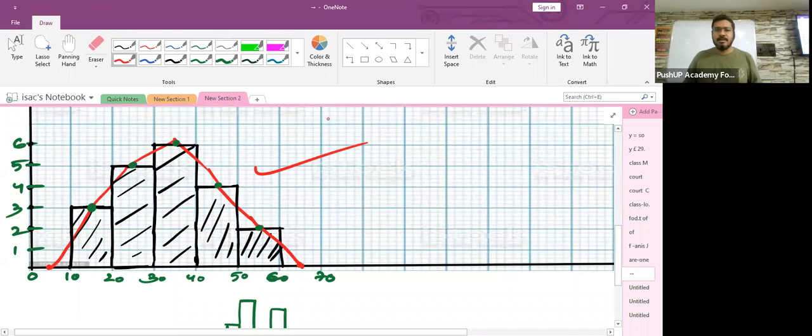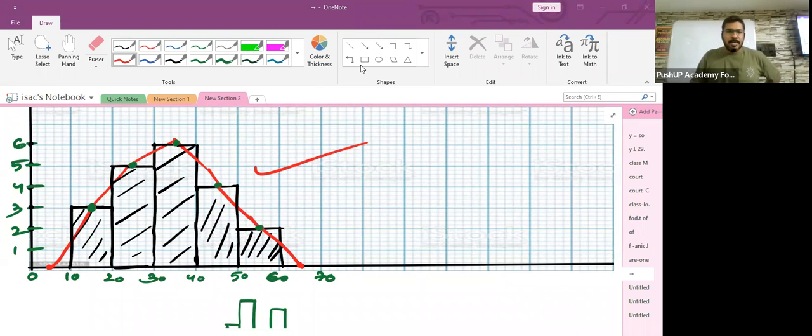Clear, no children? Ronia, is it clear? Yogita, is it clear? Partha?